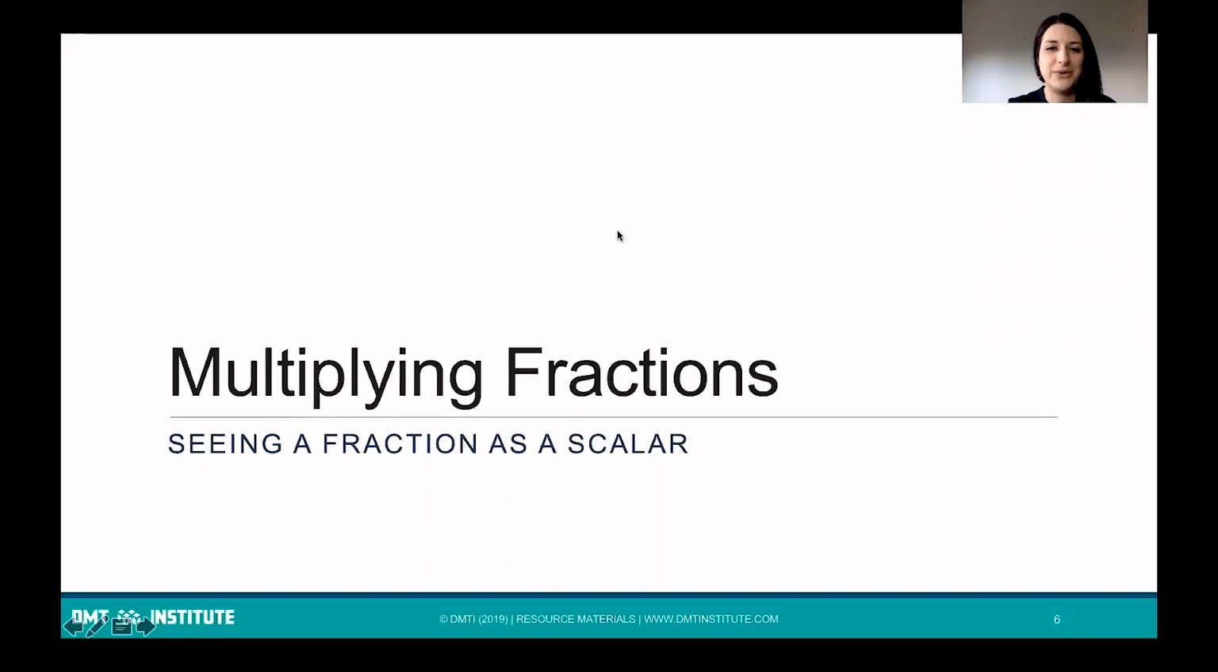Jackie with DMT Institute, and today we're going to talk about multiplying fractions, but more specifically, seeing a fraction as a scalar. Fraction as a scalar is one of the views of fractions, and it's one that's going to help us with some initial ideas of ratio and proportional reasoning.